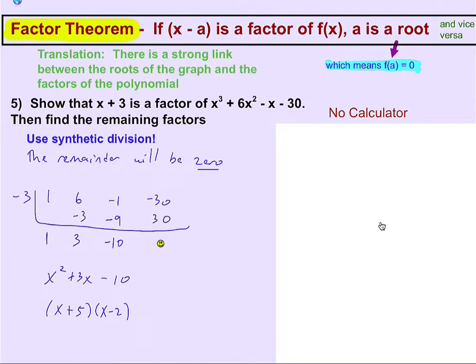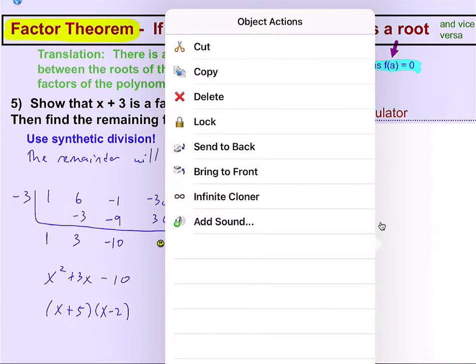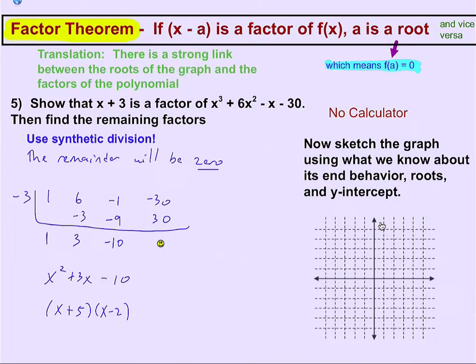If we didn't have that grapher to look at, we still could have done a pretty good job of graphing, or at least sketching a graph, knowing what we know now. Since x plus 3 is a factor, that means that negative 3 is a root. And we also found that x plus 5 is a factor, so negative 5 is a root. X minus 2 is a factor, so 2 is a root.